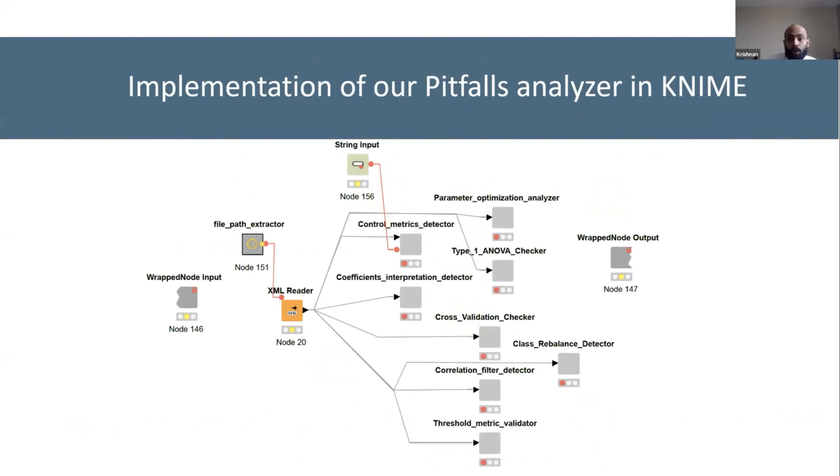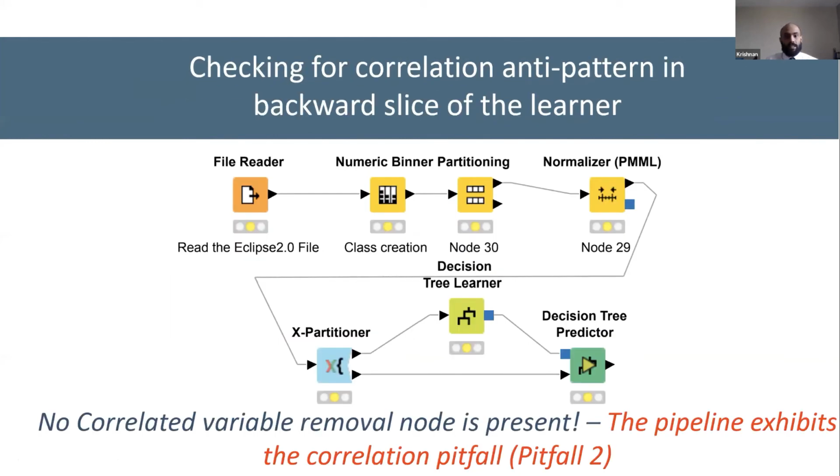So what we first do is check the forward slice, which is only the slice that is before. Sorry, I keep confusing the backward slice and forward slice. This is the backward slice, and anything that leads from the learner is the forward slice. We only extract the backward slice because we check for the presence of a correlation filter in the backward slice, and we see that there is no correlation filter present in the backward slice. Once we find that, we flag it and report it to the practitioner.